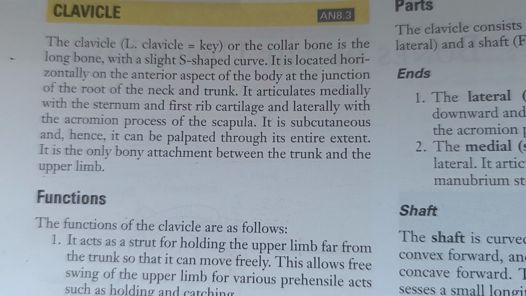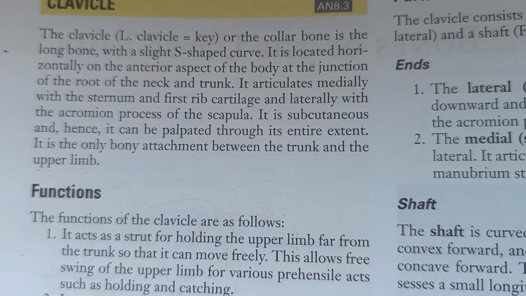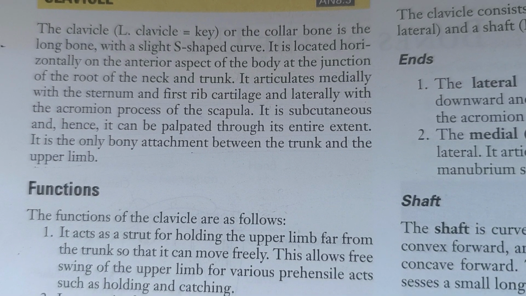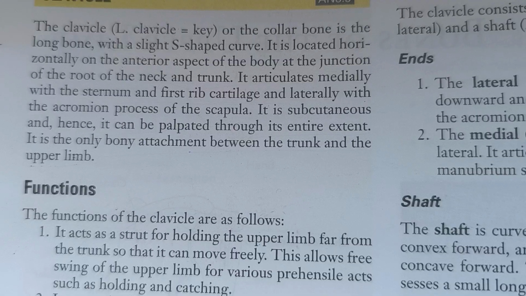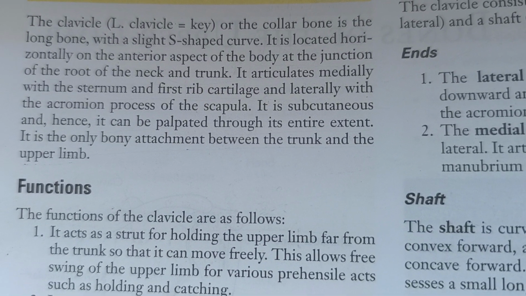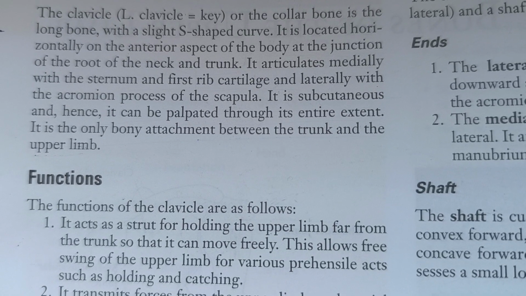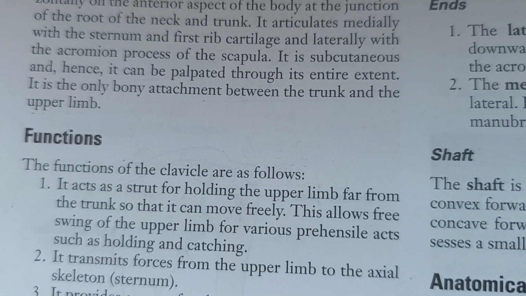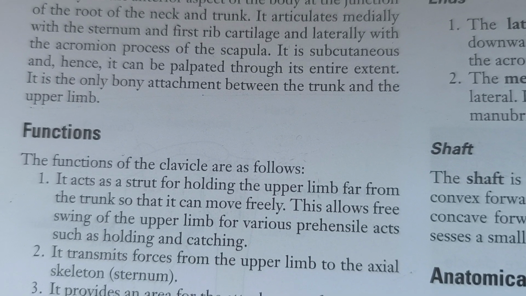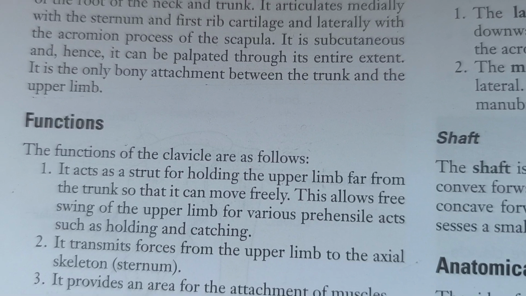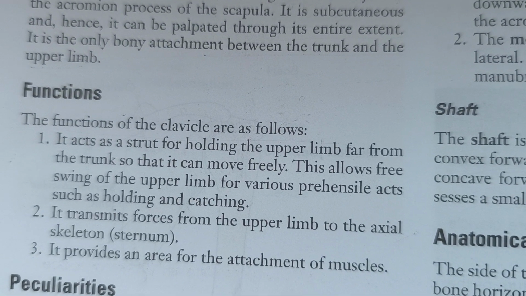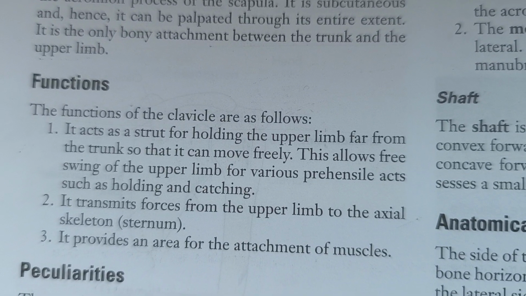So let's start. Clavicle. The clavicle is a Latin term which means key, or the collarbone. It is a long bone with a slight S-shaped curve. It is located horizontally on the anterior aspect of the body at the junction of the root of the neck and the trunk. It articulates medially with the sternum and first rib and laterally with the acromion process of the scapula. It is subcutaneous and hence it can be palpated through its entire extent.